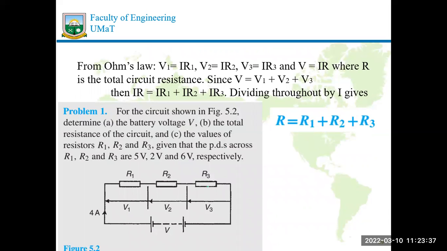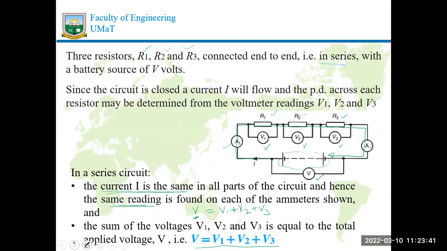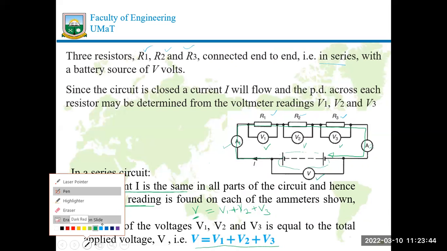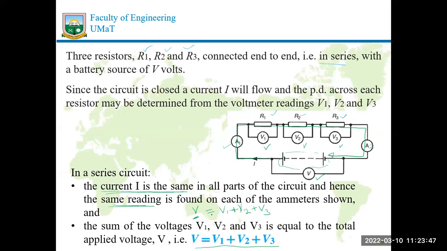So from this same equation, we can simplify by grouping them in terms of I and R. V1 can be said to be I1 R1, V2 being equal to I2 R2, V3 being equal to I3 R3.